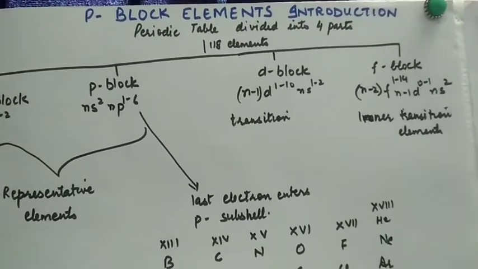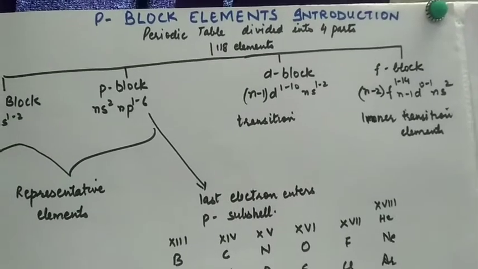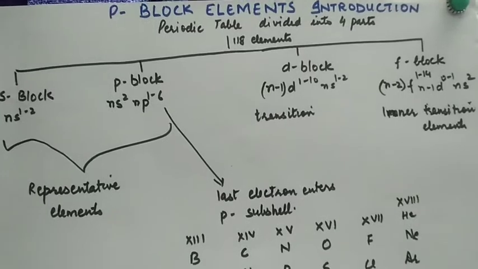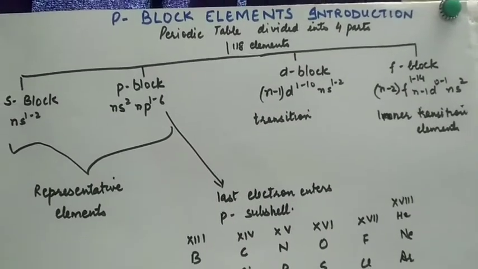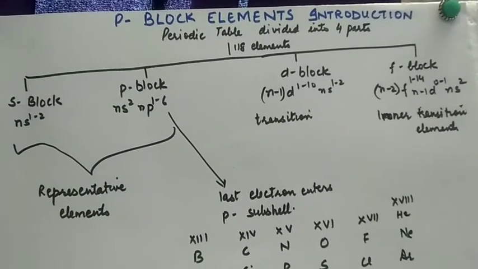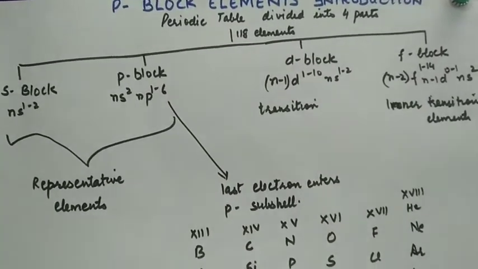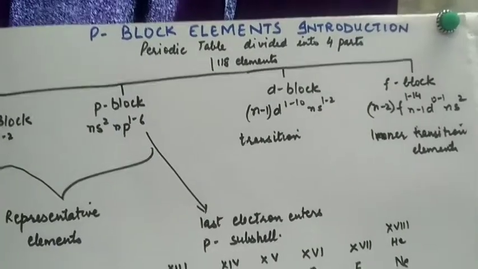Our topic for today is p block elements and introduction. There are 118 elements which have been arranged in a table known as the periodic table. We divide the elements of the periodic table into 4 parts.